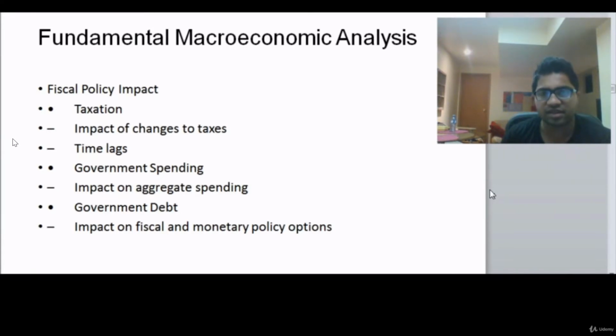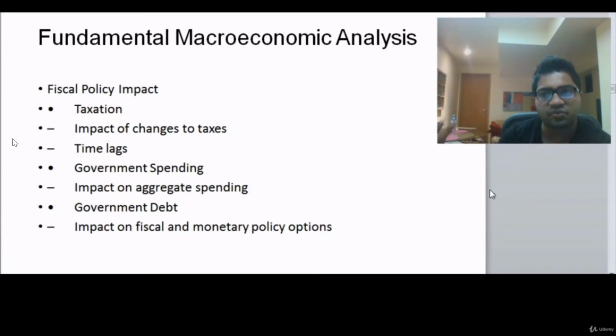So, fiscal policy impact. In economic analysis, the first part is fiscal policy. Fiscal policy has three parts: government spending, government taxation, and government debt. Now first, government spending. Government generally spends on services, infrastructure, and transfer payments.